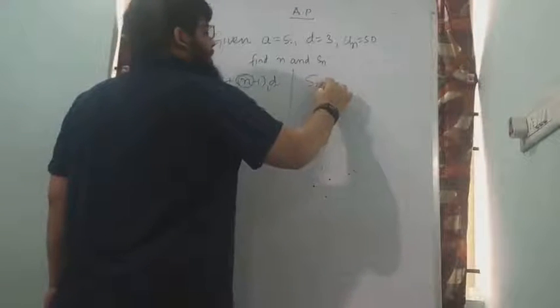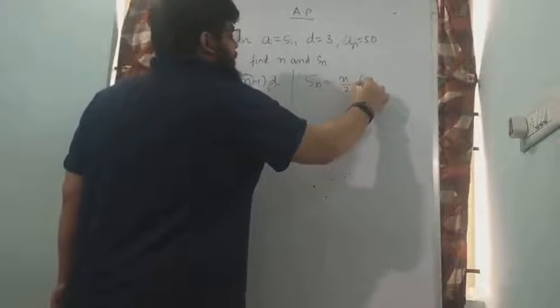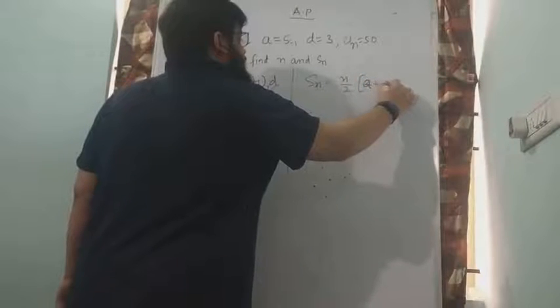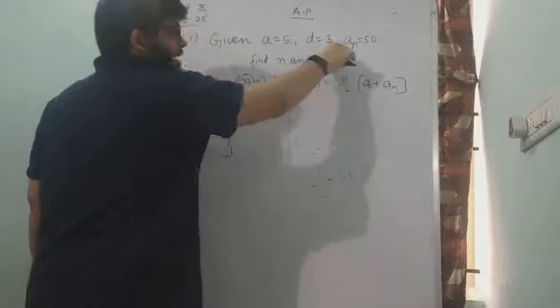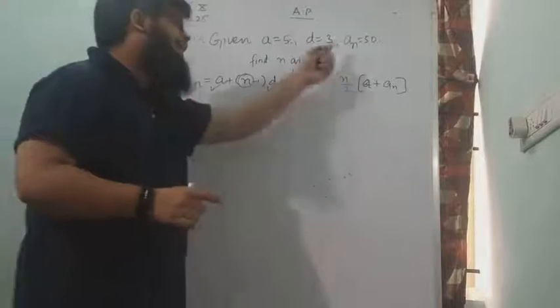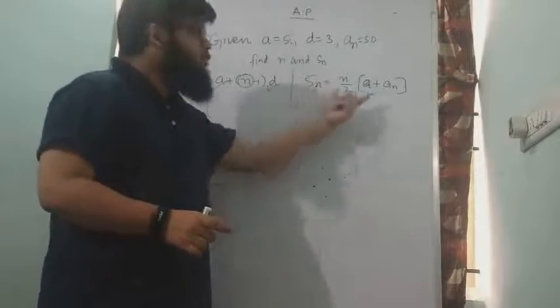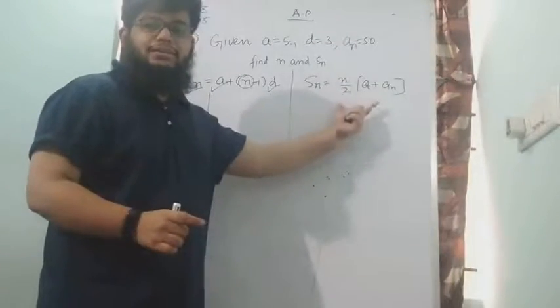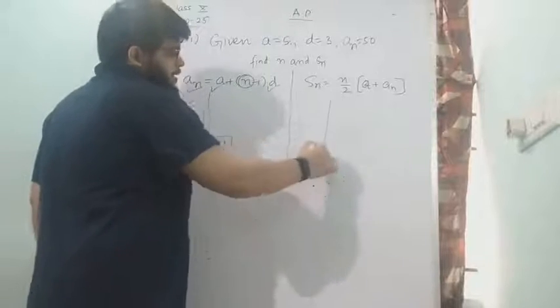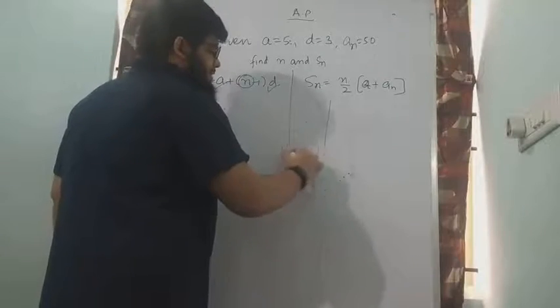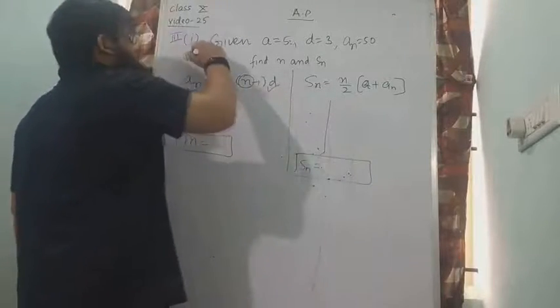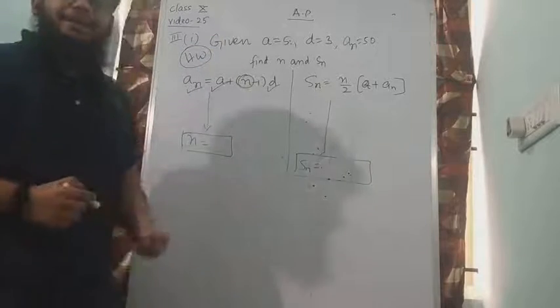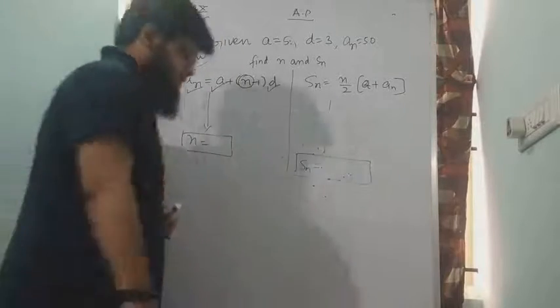Then for Sn you can make use of the formula N by 2 into (A plus An). You can make use of the shorter formula because An is given. Whenever you find An given in the question, directly make use of this formula. It is easy and time saving as well. By making use of this, you will also get the Sn answer. So this question is going to be homework. Try it out and send across the answers.